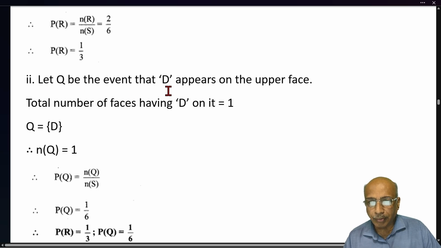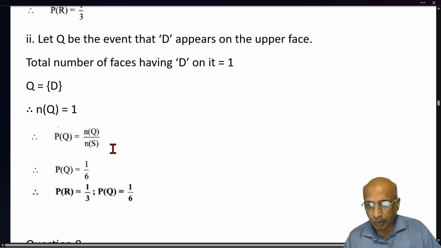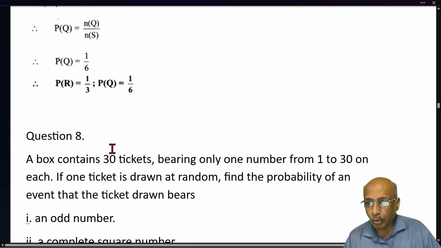Let Q be the event that D appears on the upper face. Therefore, total number of faces having D on it equals 1. That is, the set of Q equals D, only 1. So n of Q equals 1. Therefore, probability of Q equals 1 by 6. That is, P of R equals 1 by 3 and P of Q equals 1 by 6.